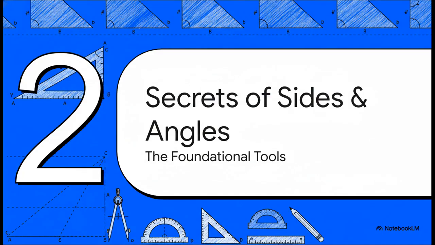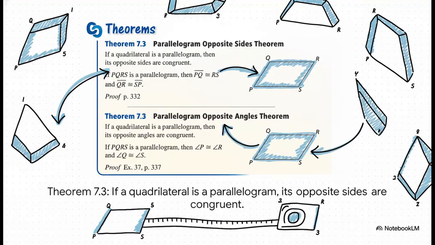Okay, so we've got the blueprint. Now let's start adding some tools to our toolkit. We'll start with 3 foundational tools that cover the sides and angles. Honestly, these are the ones you're going to use all the time. Tool number 1 is simple, but it is so powerful.